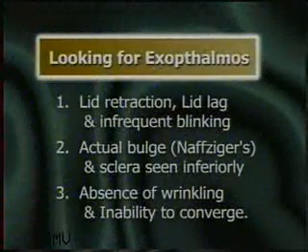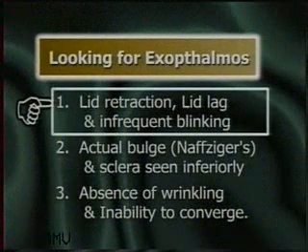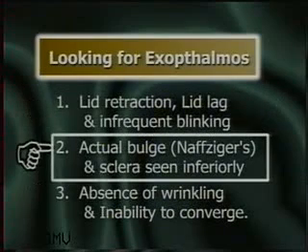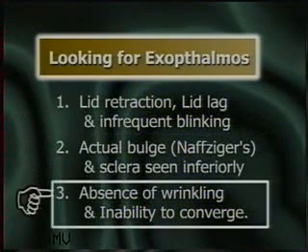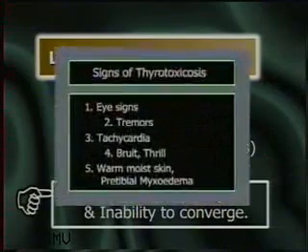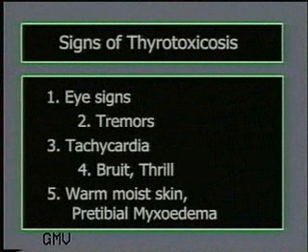To revise, look for lid retraction, lid lag and infrequent blinking. Look for actual exophthalmos by Naffziger's method and visibility of sclera beneath the inferior limbus. Then look for wrinkling of forehead, that is Geoffroy sign, and test convergence, that is Mobius sign. We are examining for the signs of thyrotoxicosis, and we have now studied the eye signs in thyrotoxicosis.